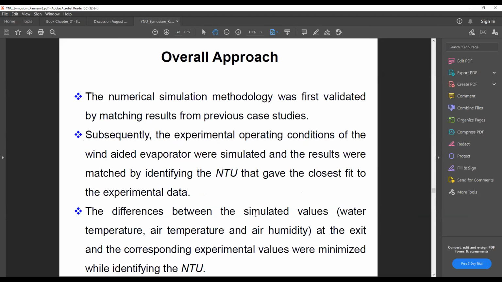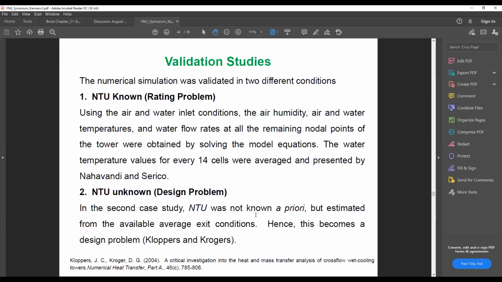As I said earlier, higher the number of transfer units, better is the performance of the tower. So there are two problems. One, NTU is known. It's a rating problem. And when NTU is unknown, it's a design problem. So in the first case, if you're given a natural evaporator, what would be its performance? And if you're given a particular target, what should be the size of the natural evaporator? So these are the two problems which could be both handled by the mathematical model.